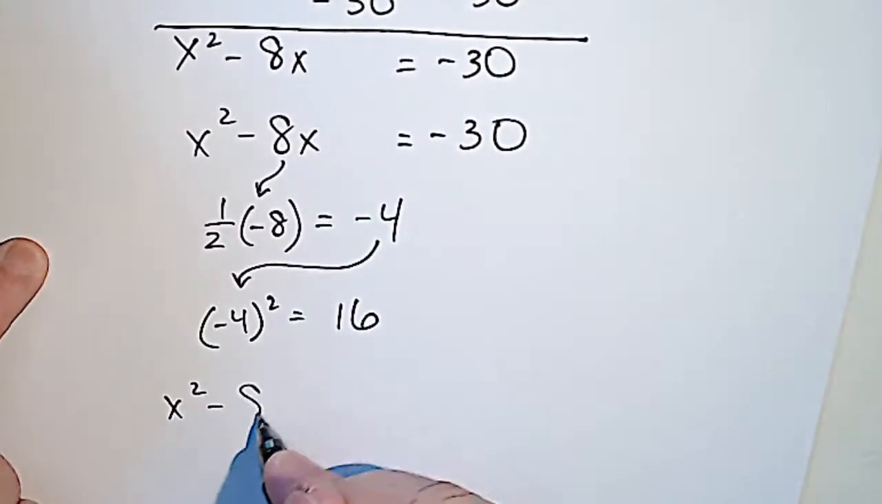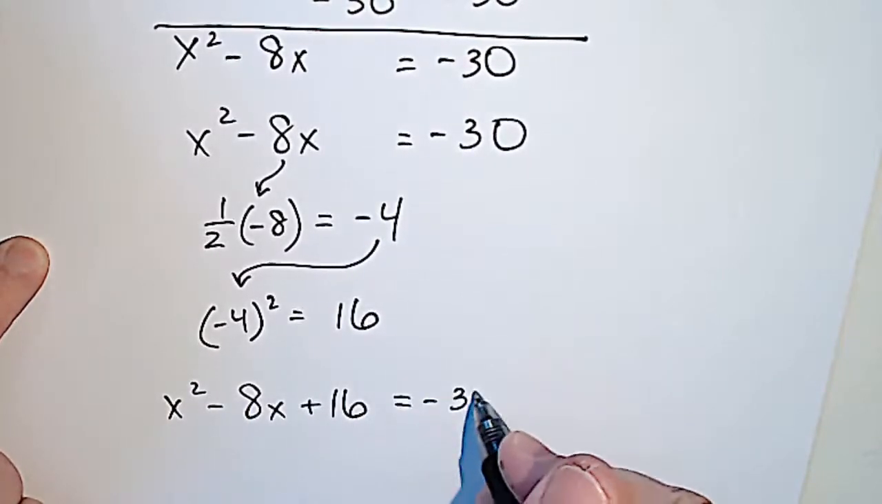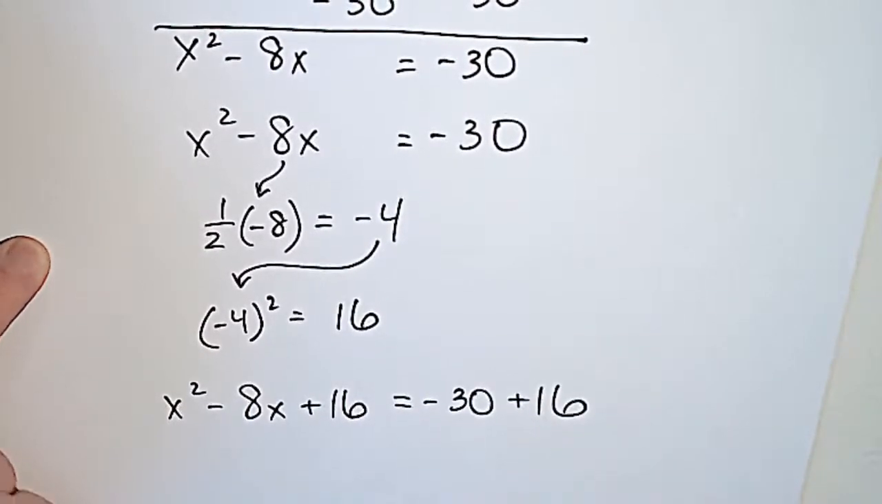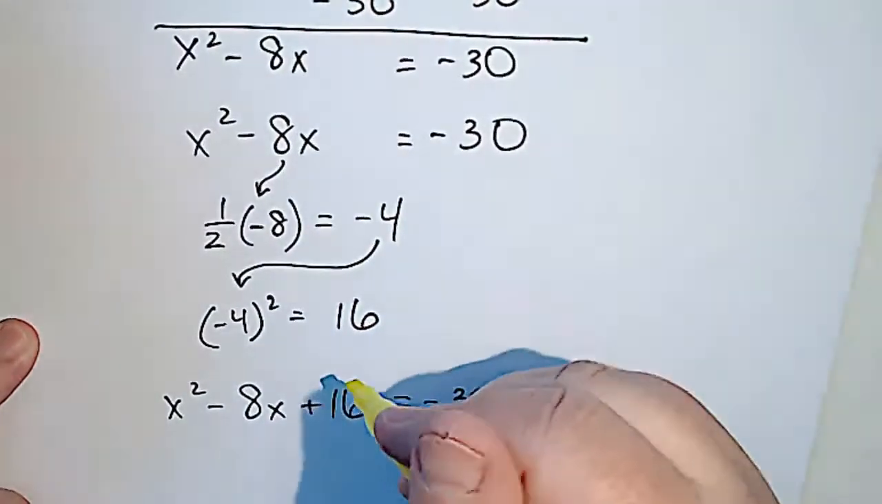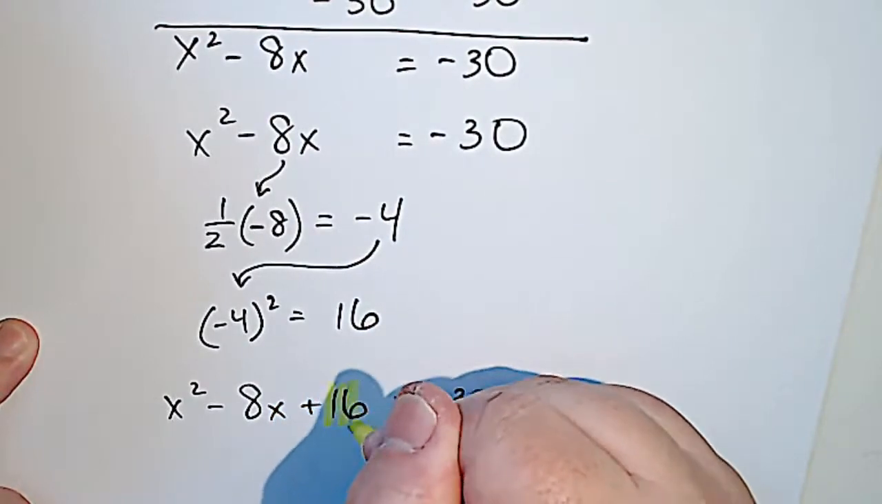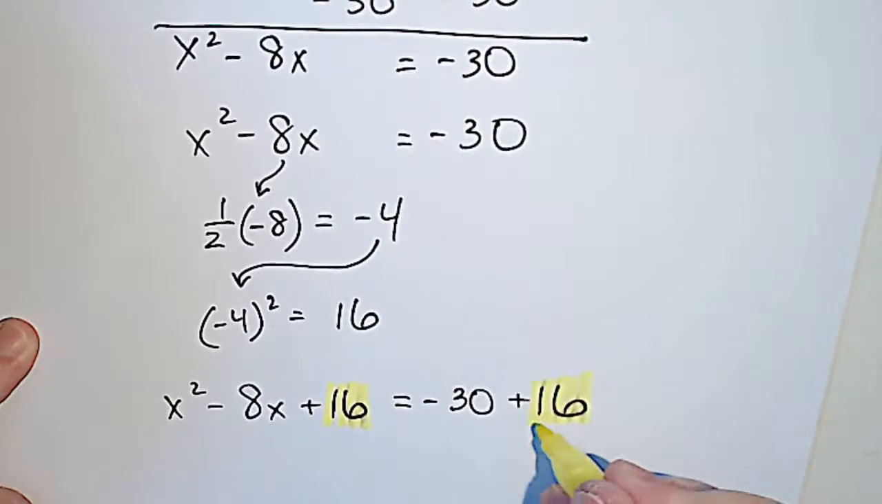X squared minus 8x plus 16, see, I put it in there, equals negative 30 plus 16. And let me see if I can talk this into not smearing. I don't know if I talked it into not smearing, not terribly well.